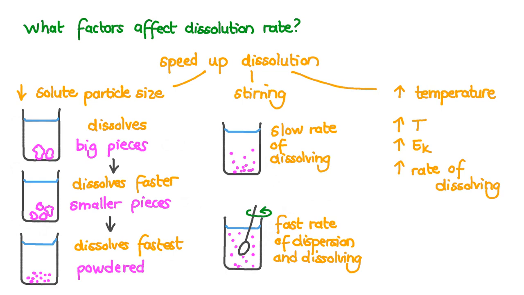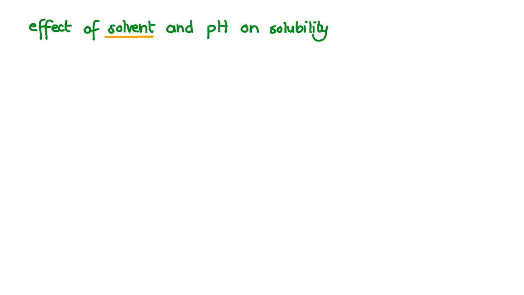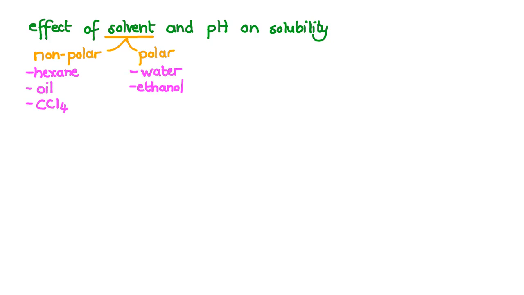We now know the factors which affect the rate of dissolution and that temperature affects solubility. Let's have a look at 2 other factors which affect solubility. The choice of solvent will affect the amount of solute that will dissolve in it at a given temperature. Solvents are generally described as being nonpolar or polar. Nonpolar solvents include hexane, oil, and carbon tetrachloride, which is CCl4, and 2 polar solvents are water and ethanol.